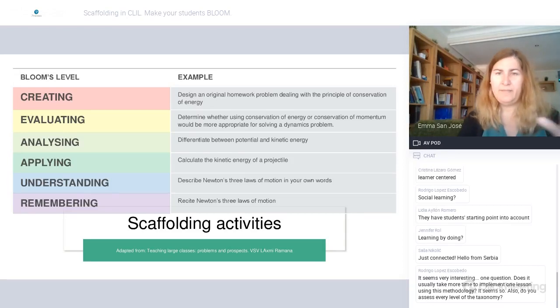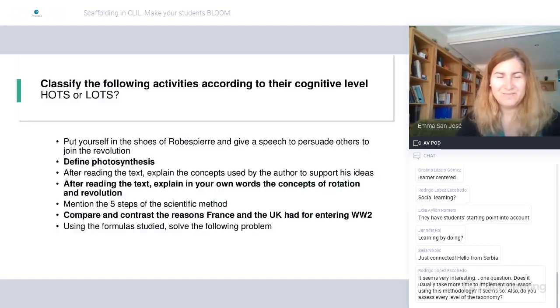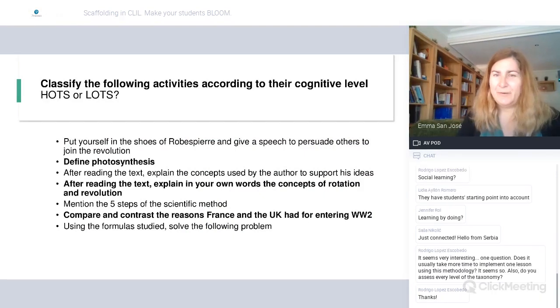Okay, I think maybe later we can continue with this. Here I have given you some example activities, some example work that you could give students. I think maybe this will help with what we're saying.